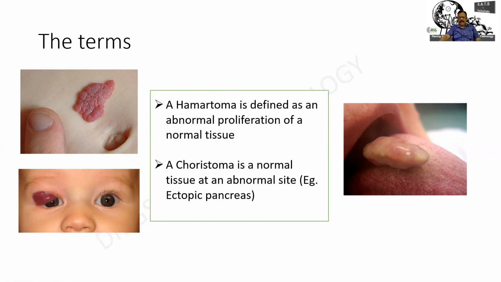Choristoma, on the contrary, is the presence of a normal tissue in an abnormal site. So this is actually supposed to be a bit of bone. I'm finding yellowish white tinge over here, hard, and this is supposed to be a choristoma. Also, we can find ectopic pancreas in the stomach, etc., and that is called a choristoma. These two terms we shall remember: hamartoma and choristoma.